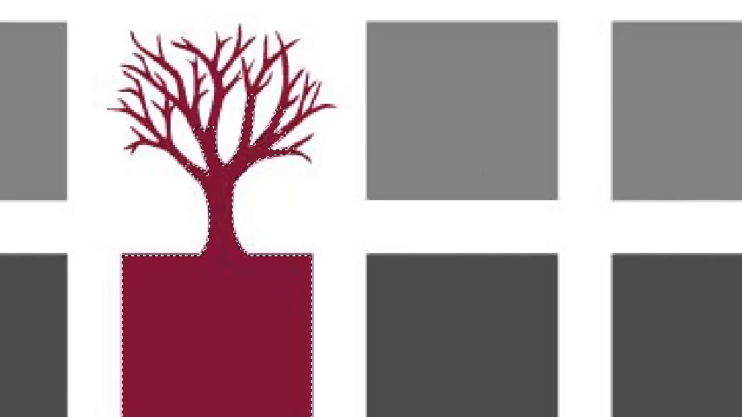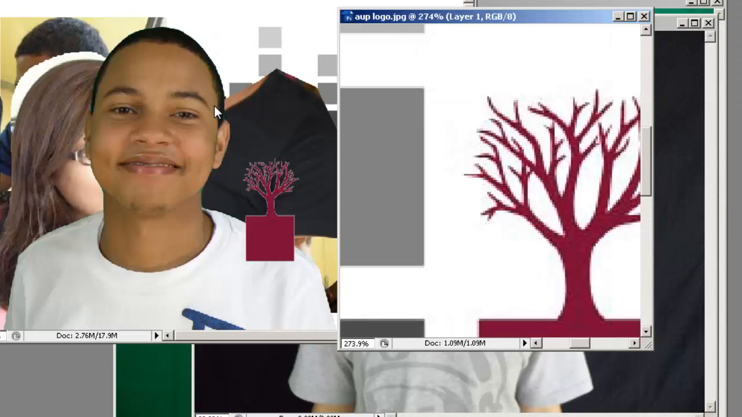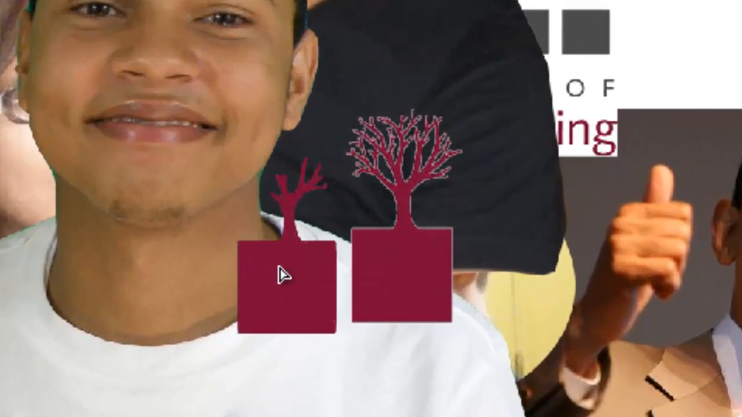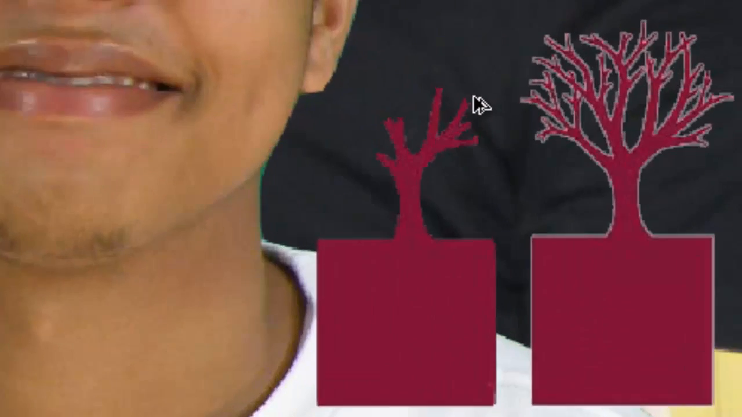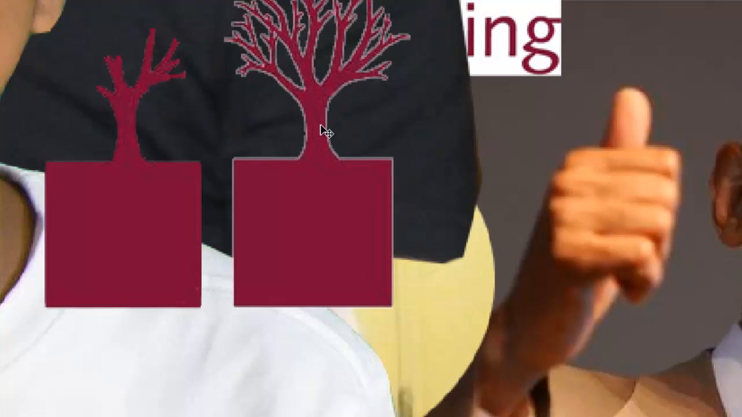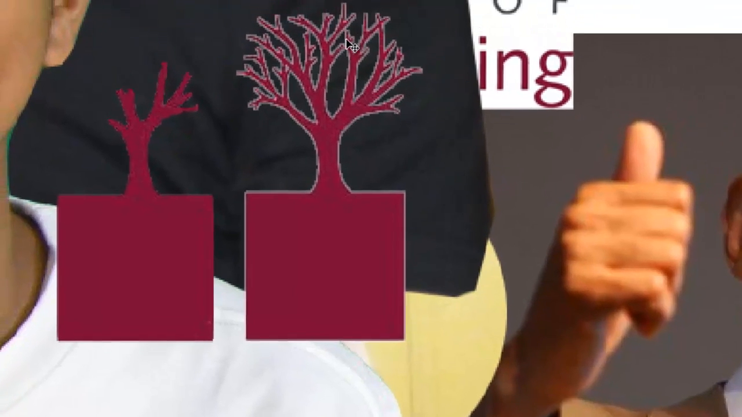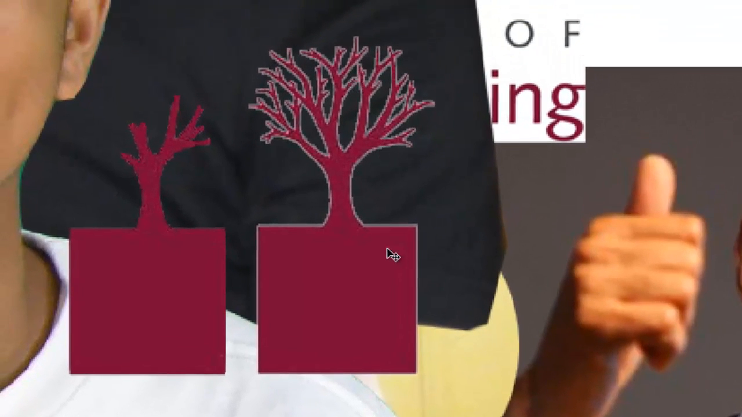I'm going to press Control C, Control V. I'm going to use the Move tool to pull it away, and we can see that the magic wand tool at a tolerance level of 88 picks up far more. So you're going to want to experiment with that and adjust accordingly.